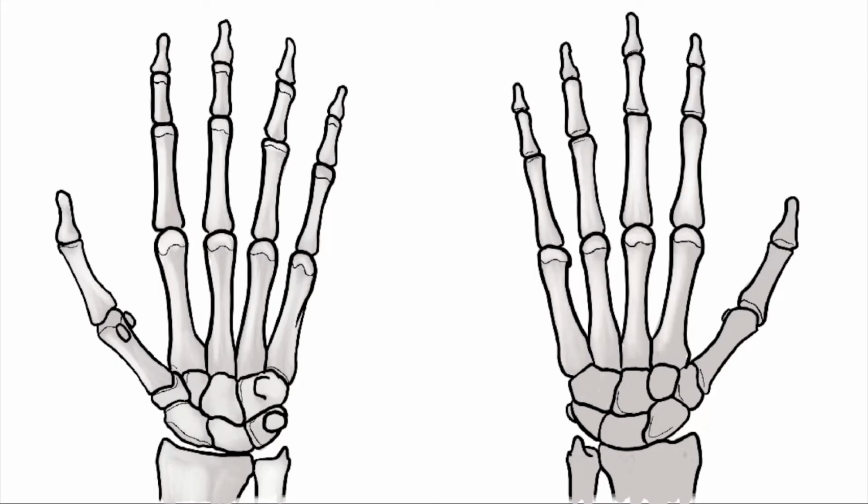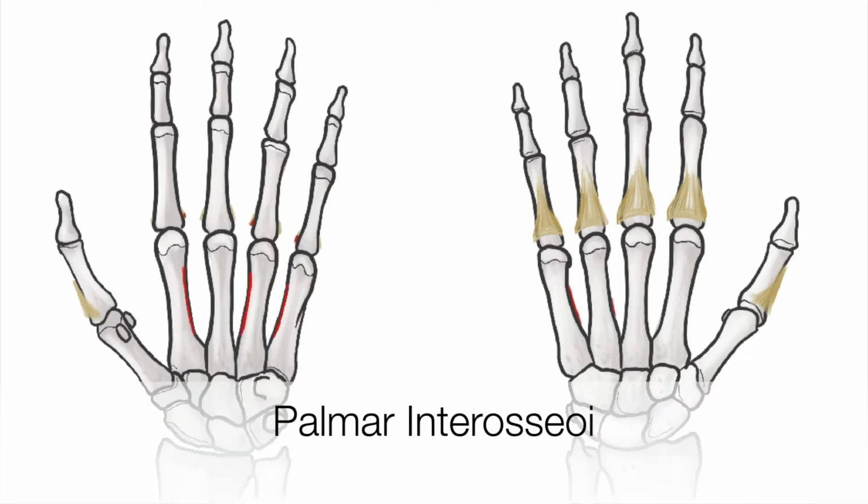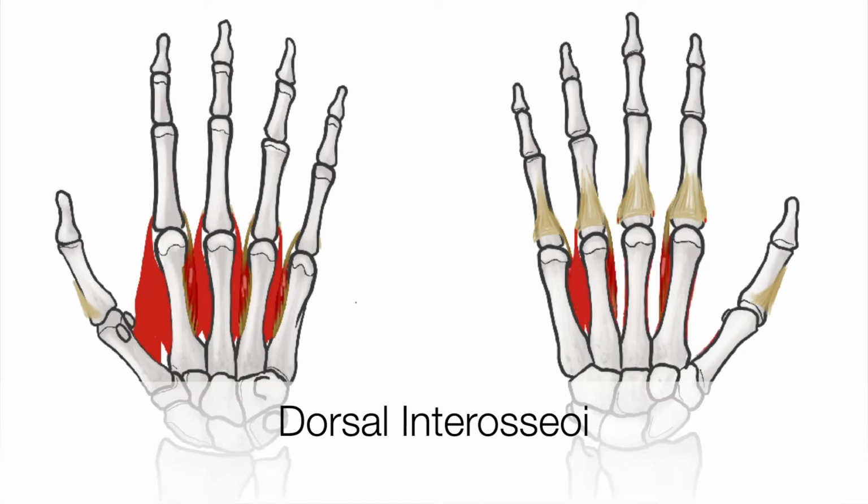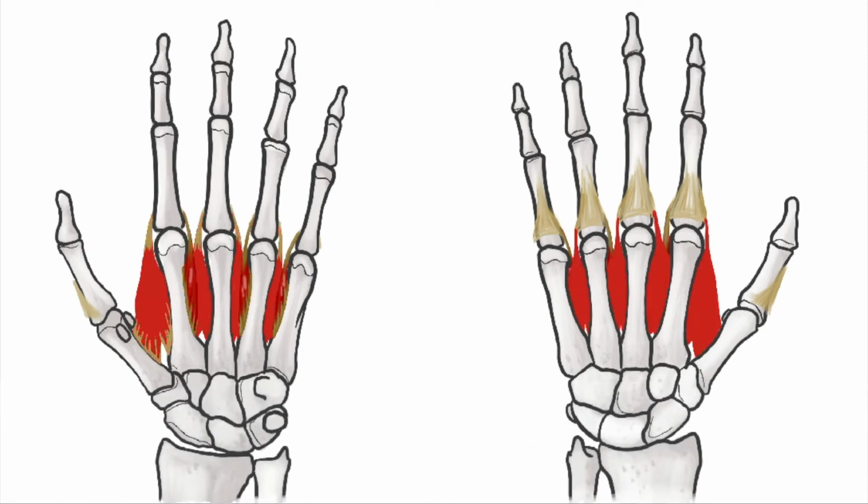We will start with the central muscle group. First, we have the interossei muscles, which can further be divided into palmar and dorsal interossei. The palmar interossei arise from the sides of the metacarpal bones and insert into the extensor hoods of digit 2, 4, and 5. The dorsal interossei originate on the sides of adjacent metacarpal bones and insert into the extensor hoods of digit 2 through 4.